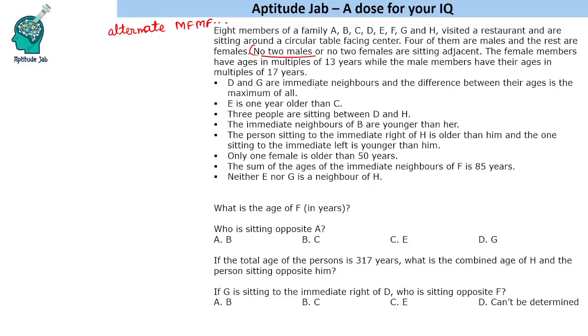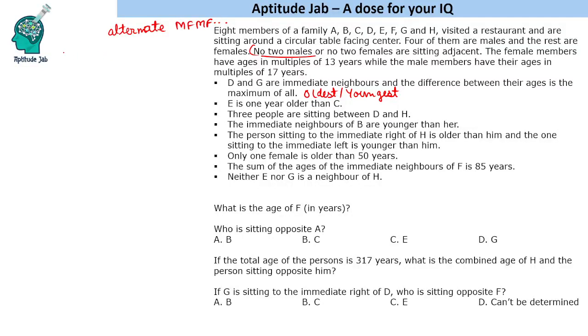First says D and G are immediate neighbors and the difference between their ages is the maximum of all. If their age difference is the maximum, then one will be the oldest and the second will be the youngest. This is the oldest and youngest pair. E is 1 year older than C.